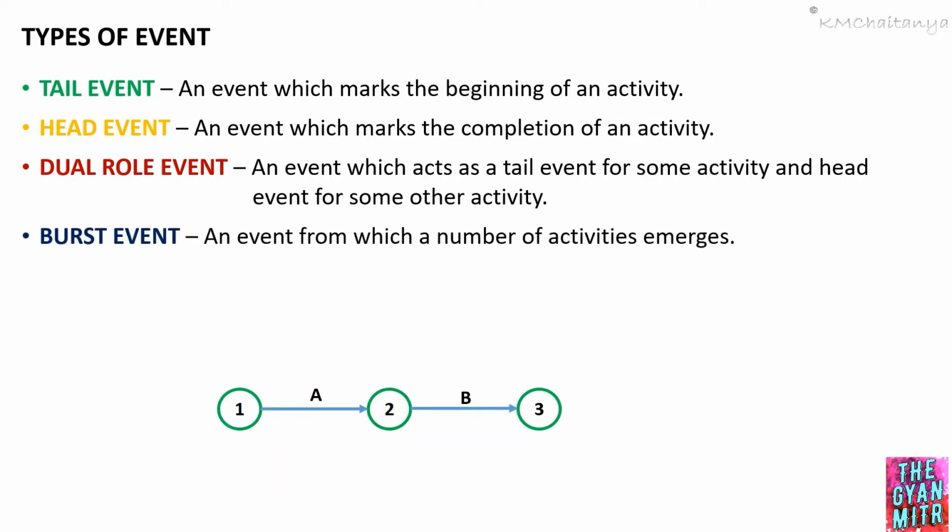Burst event: an event from which a number of activities emerge is called a burst event. Here in the example, we can see from event number 2 we have activities B, C and D that are emerging out. Therefore, event number 2 is a burst event.